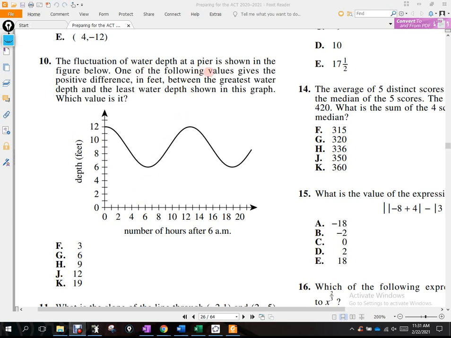It says one of the following values gives the positive difference in feet between the greatest water depth, which would be 12 feet, and the lowest or least water depth, which would be 6 feet. So what is that distance in between? It'd be 6, wouldn't it? We're not talking about the midpoint, but that difference. That difference would be 6, right? That's all they're asking for there.